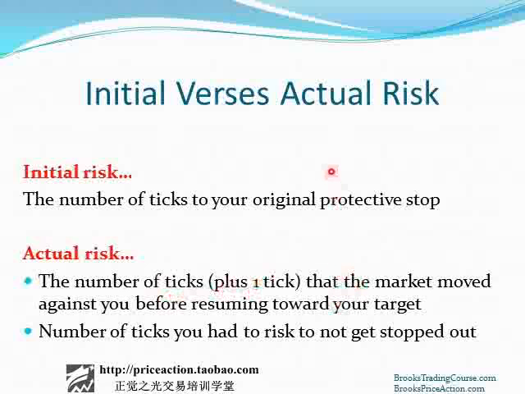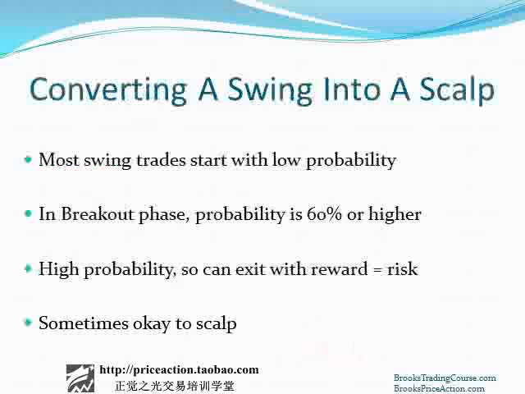So for example, if I bought and then the market rallied and then it came down but did not hit my stop and it rallied up again, had I had a stop in the market that was 1 tick below that higher low, I would not have been stopped out. That is my actual risk, and I can adjust my profit targets based upon the actual risk. It's the number of ticks that I would have had to have to not get stopped out of the trade.